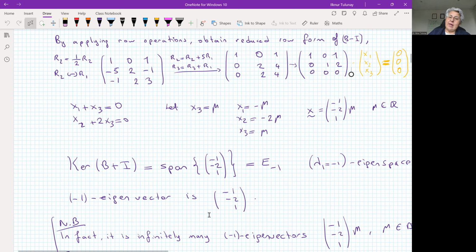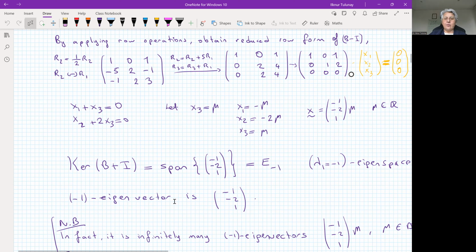The choice that you make is the basis for this eigenspace, which is what we've done here. So this vector minus 1, minus 2, 1, we choose as a basis. We calculate it, and we know it as a basis of the E minus 1. But we particularly take this one. We didn't multiply in other mu's. So that vector is particularly what we call the minus 1 eigenvector.